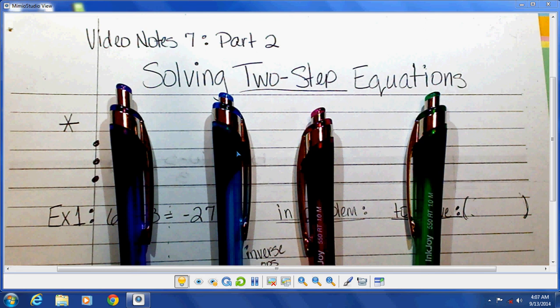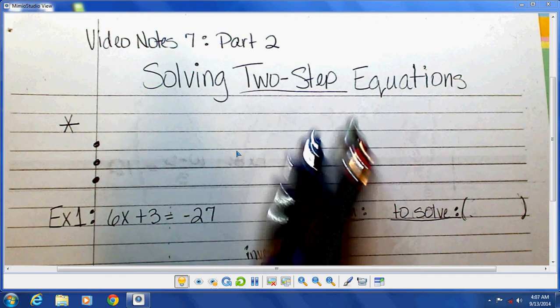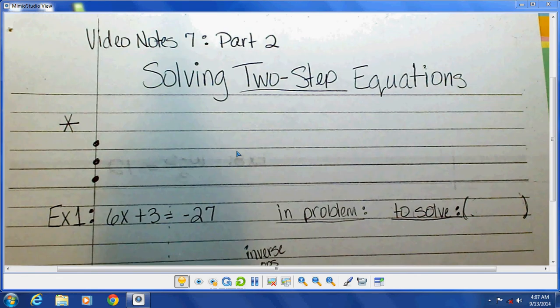Hey, I'm back. All right, now we're doing video note 7 part 2, which is solving two-step equations. So this time we're doing two-step equations, which means that we're going to be doing equations that have two operations to be performed. Okay, so I still have my same little colored pens because there will be more color coding in this video.